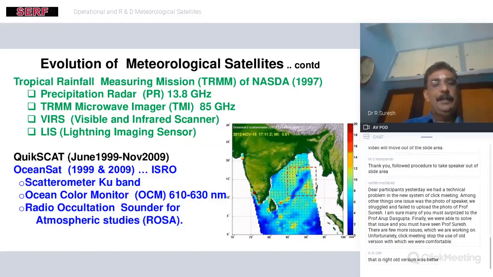India also started contributing for estimating the sea surface temperature and wind by launching a series of satellites called OceanSat. OceanSat-1 was launched in 1999. OceanSat-2 was in 2009 by the Indian Space Research Organisation, ISRO. It carried a Ku-band scatterometer, an ocean color monitor sensor at 610 to 630 nanometers, and a radio occultation sounder for atmospheric studies.